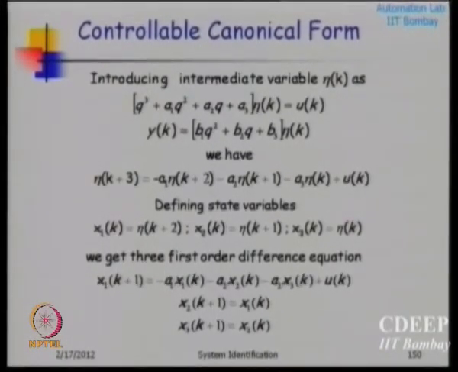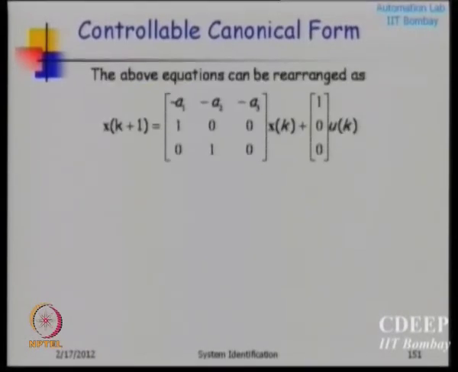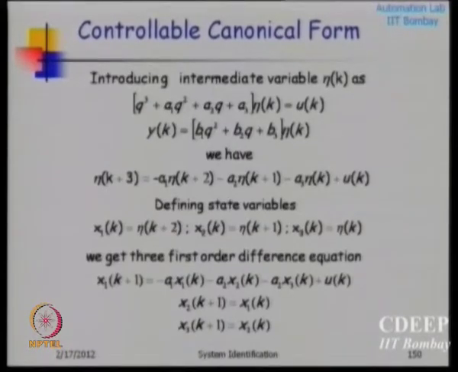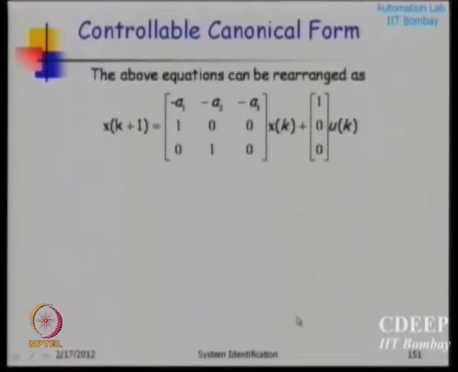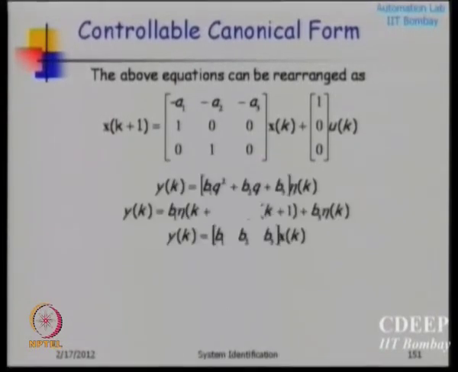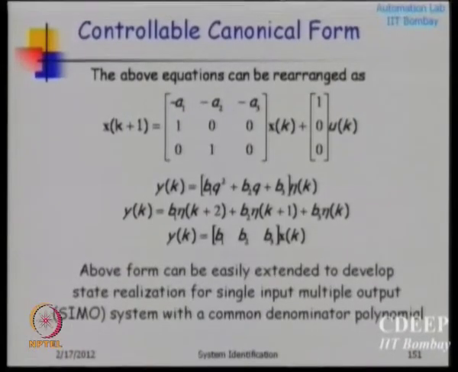Is this okay? Then I just convert this into what is called the controllable canonical form. I have just rearranged these bottom three equations into matrix form. You get this particular form. This is called the controllable canonical form. And I now want to get y is equal to c of x.